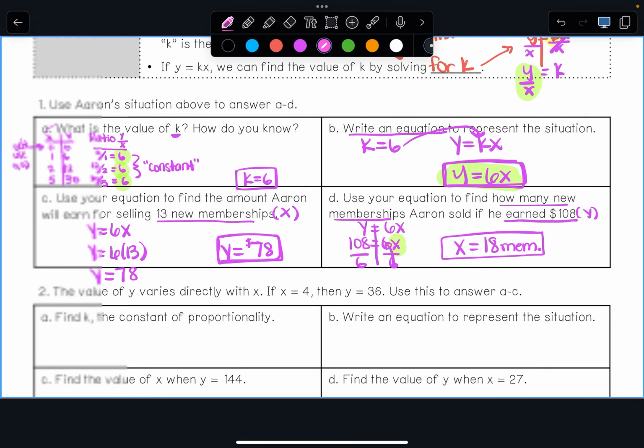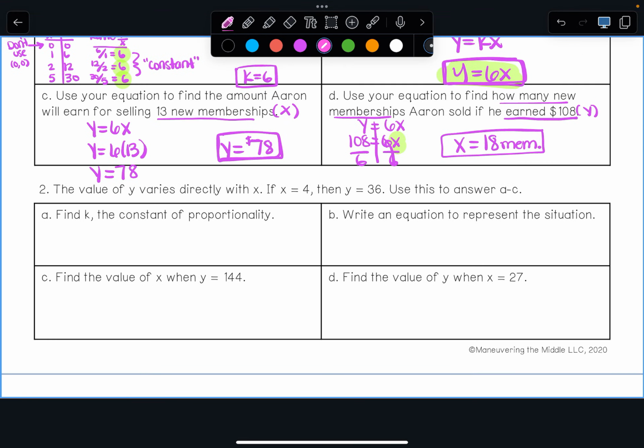Number 2. The value of y varies directly with x. If x is 4, then y is 36. Use this to answer A through C. It says first find k. Find the constant of proportionality.